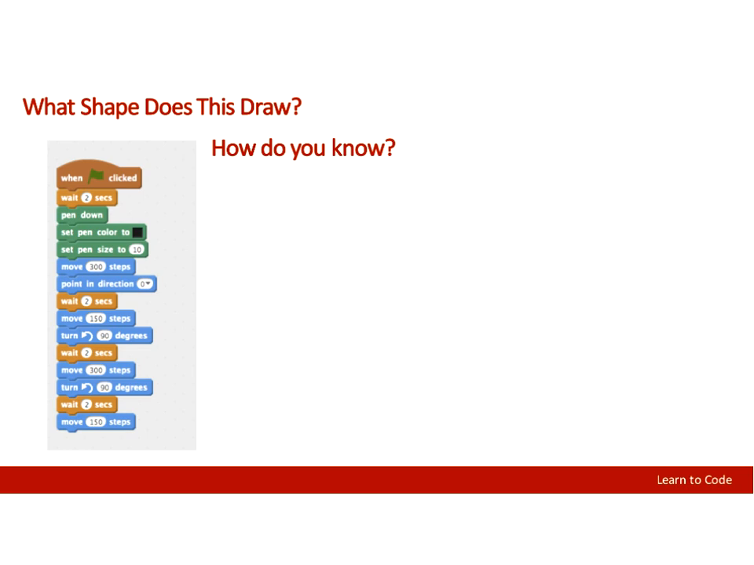But not just what shape, how do you know? Because I want them to look at this. And if you look at this code, it says move 300 steps. Just look at the blue. We'll ignore everything else. And I love that it's color-coded as well. Move 300 steps. Point in direction 0.